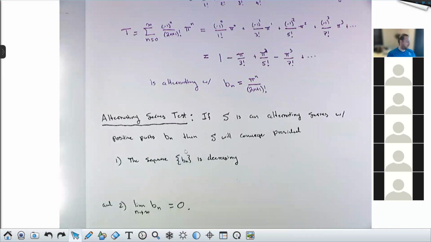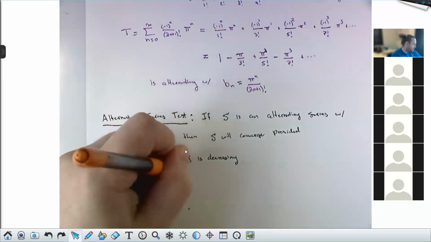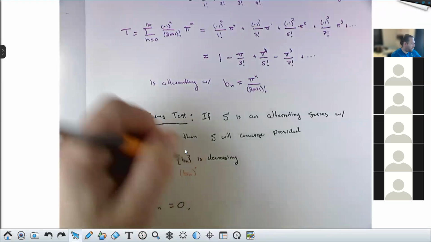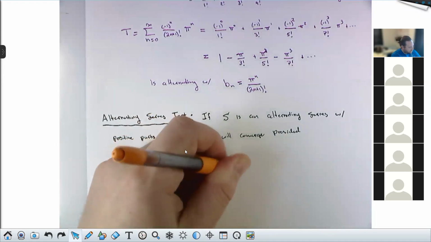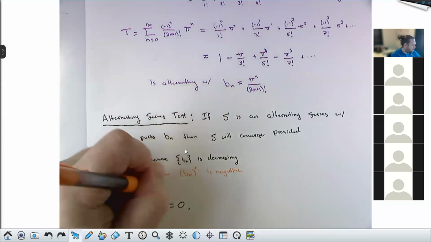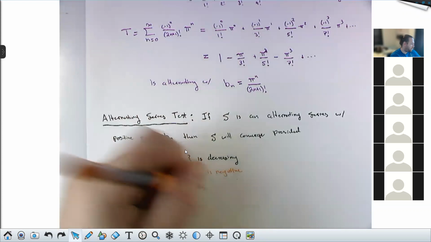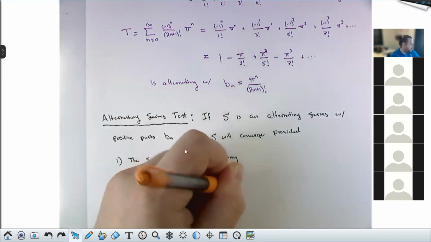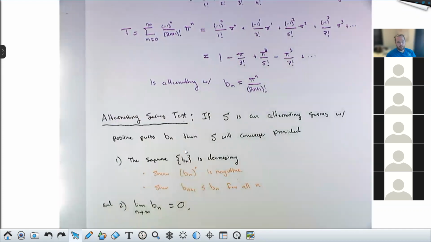How do you show that a sequence Bn is decreasing? You've got two options. You can either show that the derivative Bn prime is negative, or you can show that Bn plus 1 is less than or equal to Bn for all n. And as you go through the homework and click on the help-me-with-this things in WebAssign, they're most often going to do this.